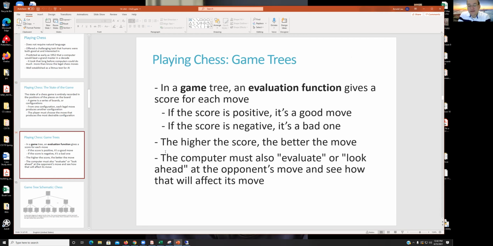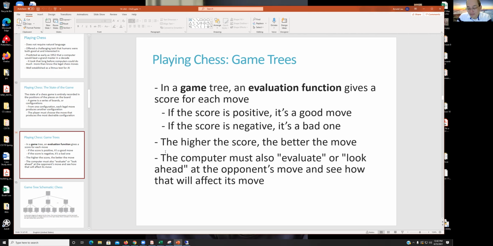So this is where it comes into what they call a game tree, right? There are different weightings depending on which path or which node of the tree you're going to go to. Obviously, if the score is positive, that's a good move. If it's negative, then it's a bad move. And it's not just the idea of looking at the next node to say whether that's a good move or a bad move.